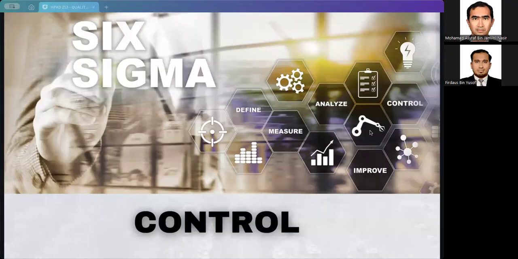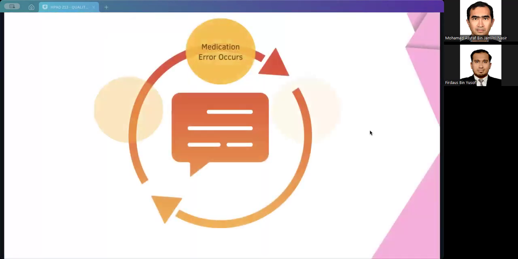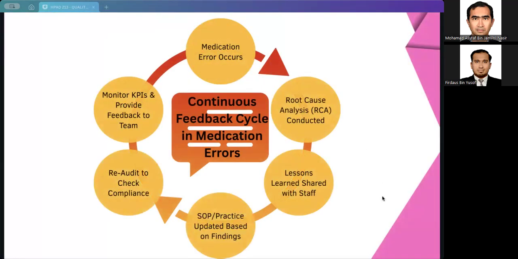Okay, let's now explore the last component of the DMAIC framework, which is the control. So before we proceed to the measure for each of the root causes, let's discuss what happens when a medication error occurs. We conduct a thorough root cause analysis to investigate the incidents. This step is crucial because it allows us to identify the underlying issues contributing to the error. Once the RCA is completed, we share the lessons learned with our staff. This transparency is essential for fostering a culture of safety and continuous improvement.